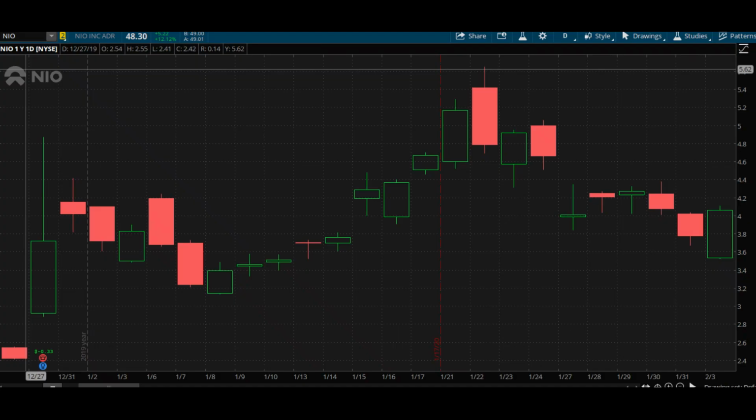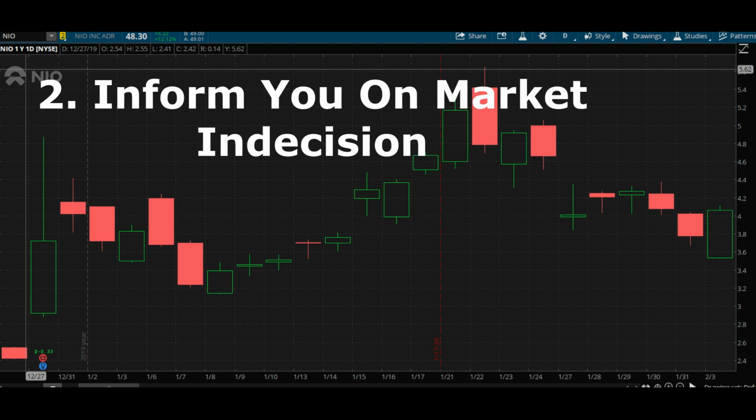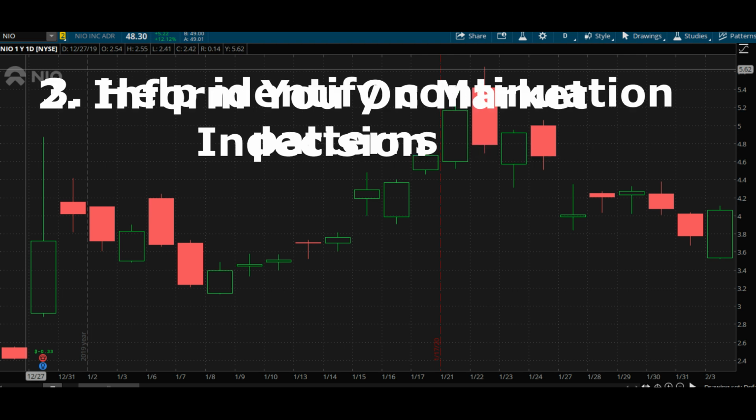There are so many benefits to using candlestick patterns. They can help you identify support and resistance levels, inform you on market indecision, or help you identify continuation patterns.